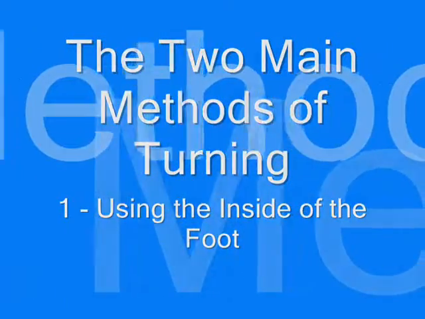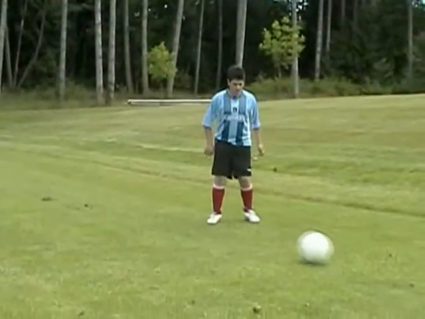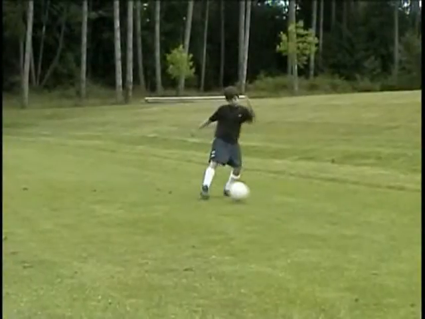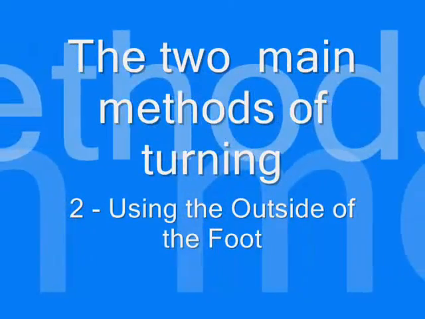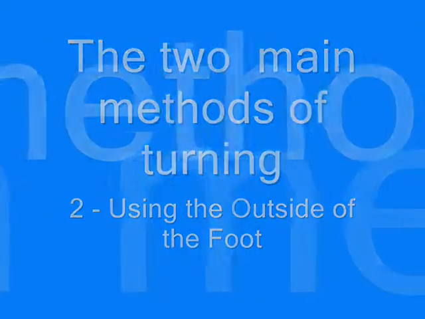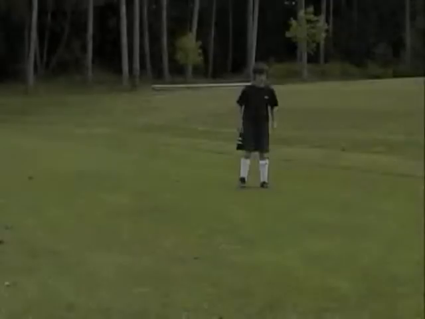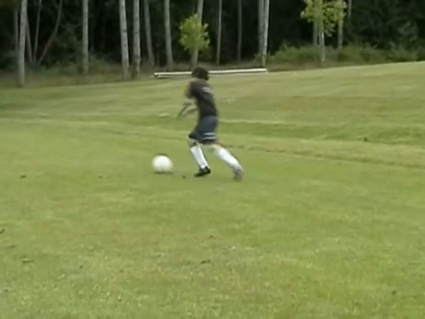One, using the inside of the foot. See how he receives the ball, takes the pace of it and goes in the opposite direction. The second method is using the outside of the foot. This is more skillful and more important, as we'll see when we bring the defender in.